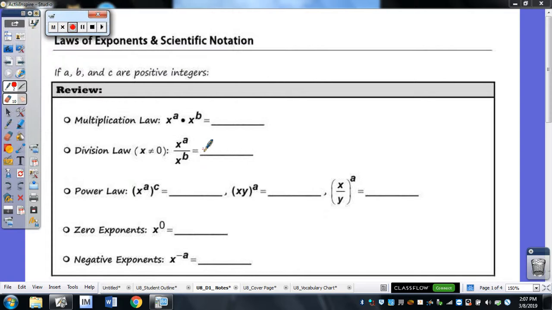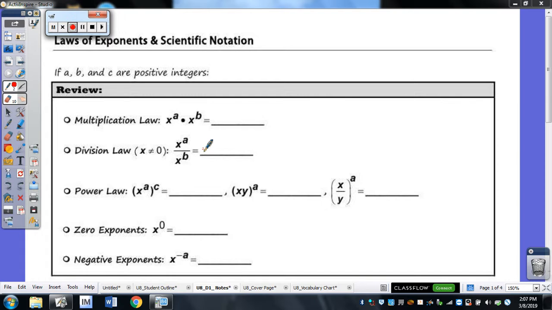All right, so let's go to our first page of notes. We're going to review through our laws of exponents, and then we're going to deal a little bit with our scientific notation. And then once we're done with those, we're going to go into our new thing for today, which is your fractional exponents.